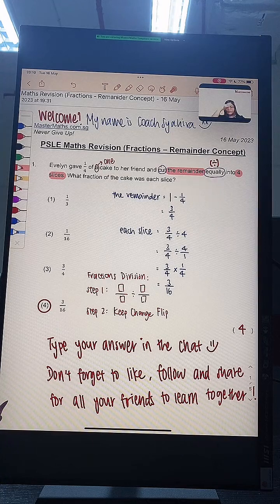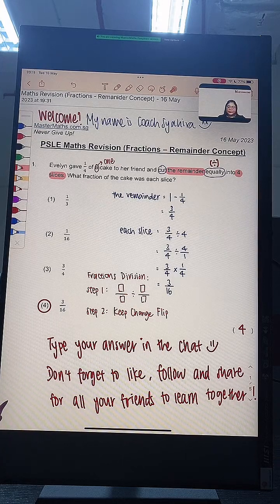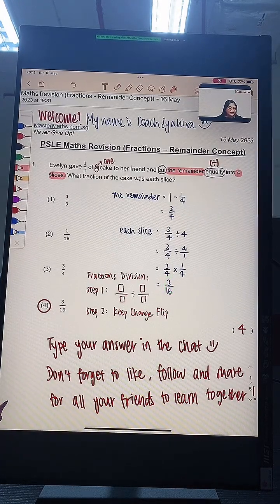Okay, that way you can continue doing fractions multiplication, a very simple cross cancellation if possible. If not, you just multiply throughout. You will get 3 out of 16 as your final answer. Okay, those of you who got correct, well done.